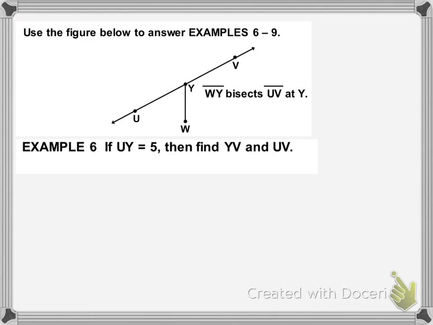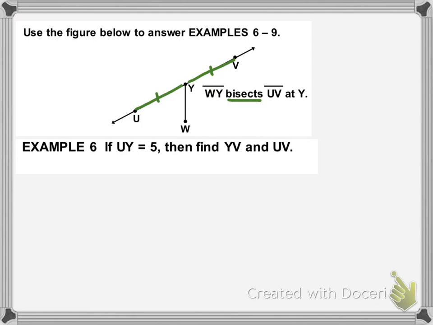It says segment WY bisects segment UV at Y, which means, remember, bisects means to cut at the middle. So Y is now halfway between U and V. So I can say that UY, the segment, is equal to YV, this segment. And I put a tick mark through both of them to indicate that they are equal. So I can use that concept or that relationship to help me answer numbers 6, 7, 8, and 9.